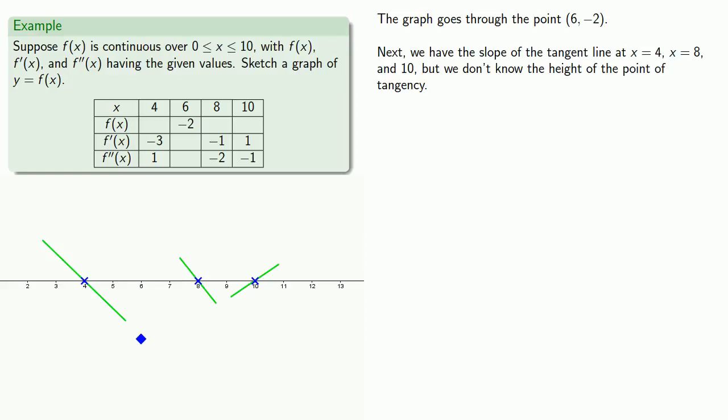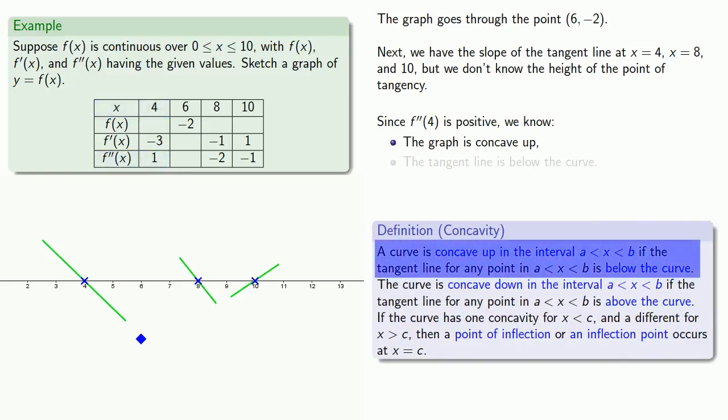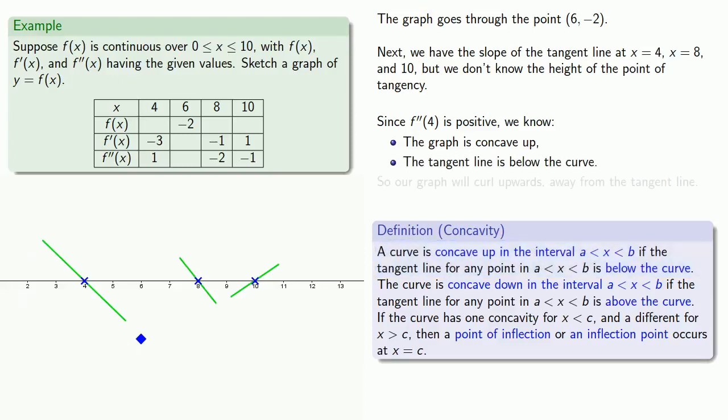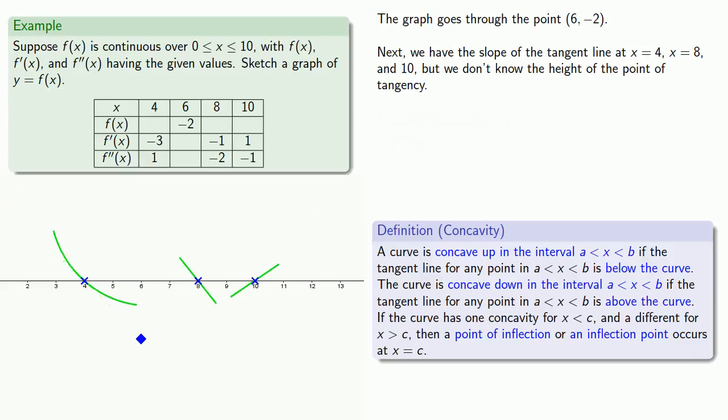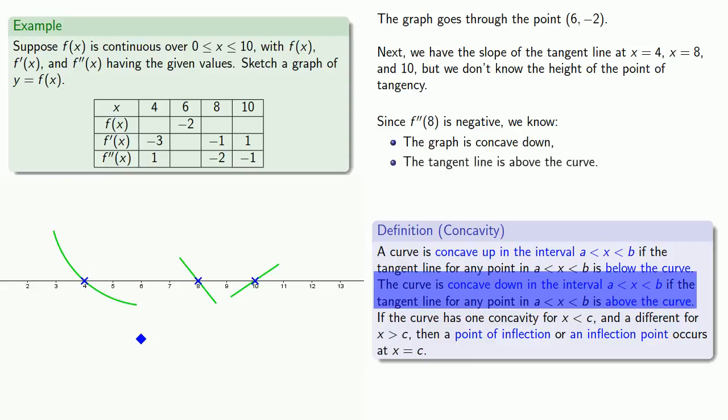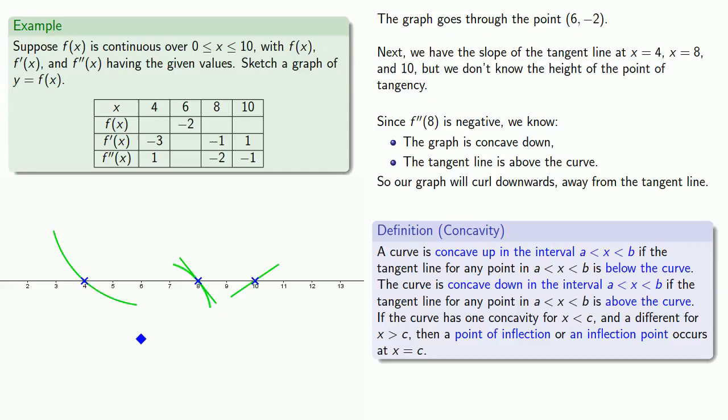However, we'd be ignoring the information we have about the second derivative, and so we want to incorporate that. Since f double prime of 4 is positive, we know that the graph is concave up, which means that the tangent line is below the curve, and so our graph is going to curl upwards away from the tangent line. Since f double prime of 8 is negative, we know the graph is concave down and the tangent line is above the curve, and so this means the graph will curl downwards away from the tangent line.